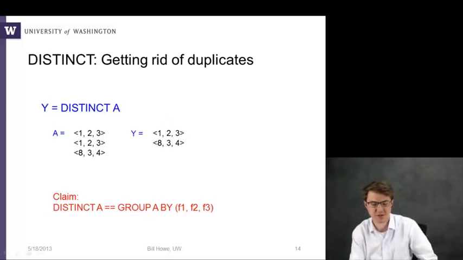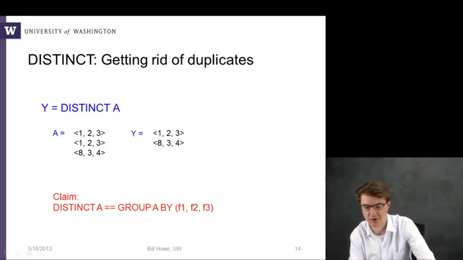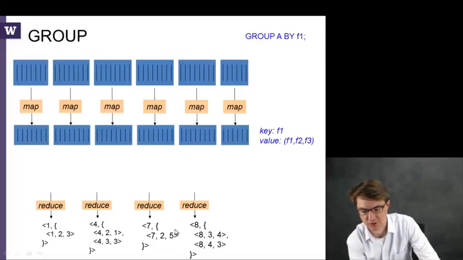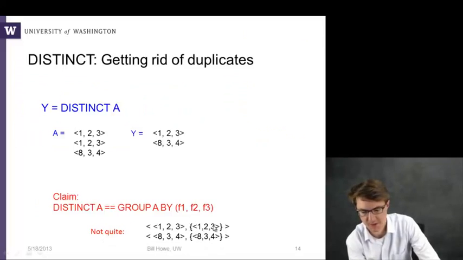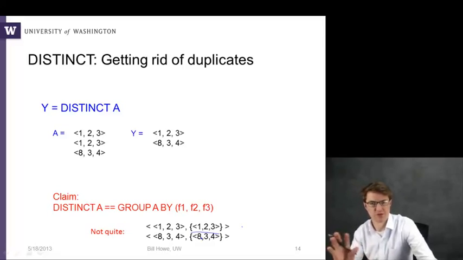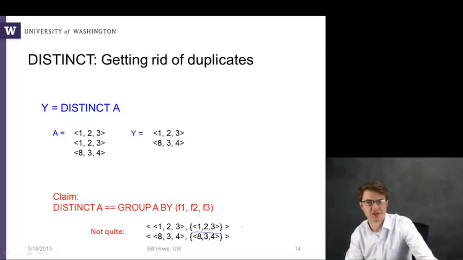So are these two expressions the same? Do they produce the same output? Well, not quite, because the group command produces a group field, which is now the whole tuple, and the A field, which is a bag with a single tuple in it. So you get this sort of repetition of information, so distinct is much more concise. You need to be careful and make sure you understand what these things are going to produce.